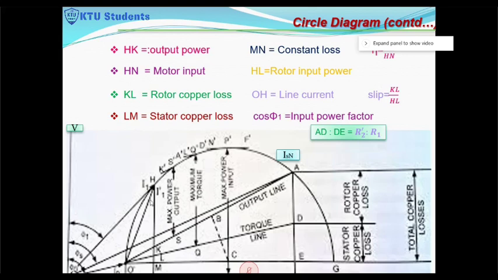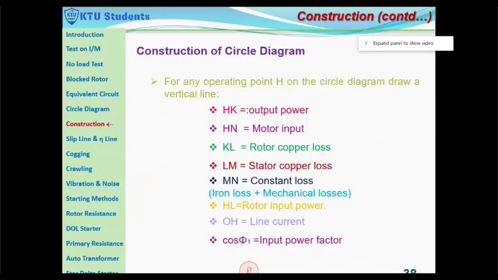The efficiency you can obtain as the output power divided by the input power. The output power is HK and the input power is HN. So you can have the efficiency value. And the slip is the rotor copper loss divided by the rotor input. The rotor copper loss is KL and the rotor input power is HL, so you can find out the slip also. So this is the construction, with all the steps I have written here. So these are all the parameters.